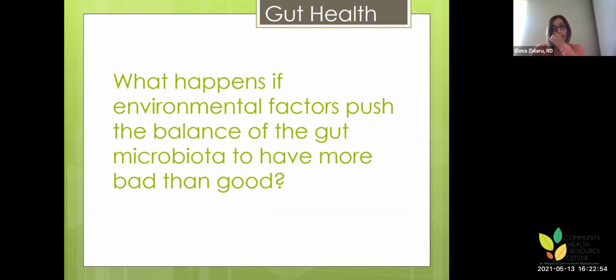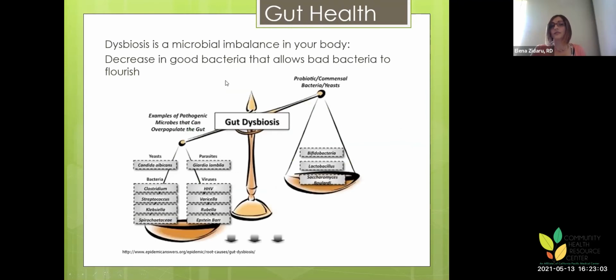So now we're going to talk a little bit about what happens if environmental factors push that balance of the gut and you have more bad than good ones. So that's a term that we have, dysbiosis, which basically is when that balance is shifted. That's basically a decrease in good bacteria that allows bad bacteria to flourish and take over. On the left side, you have an example of the pathogenic bad bacteria that can take over. And then here on the right side, we have the main three: Bifidobacteria, Lactobacillus, and Saccharomyces boulardii, which is actually a yeast.